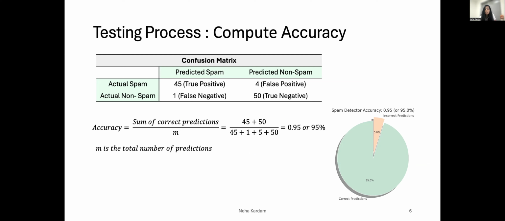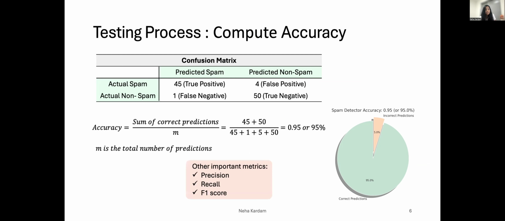In our spam detector example, the model achieved an accuracy of 95%, correctly identifying whether emails were spam or not 95% of the time. While that's a strong result, there is always room for improvement, especially if important emails are mistakenly flagged.